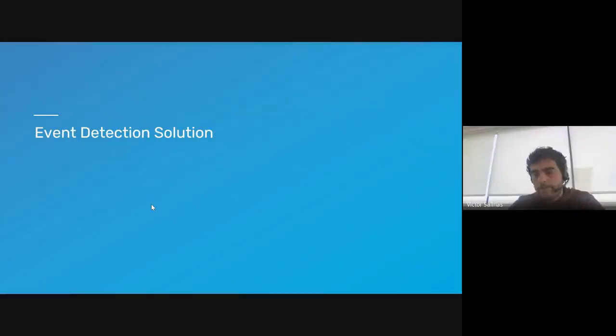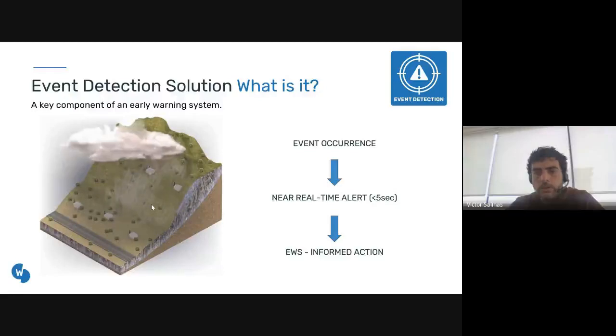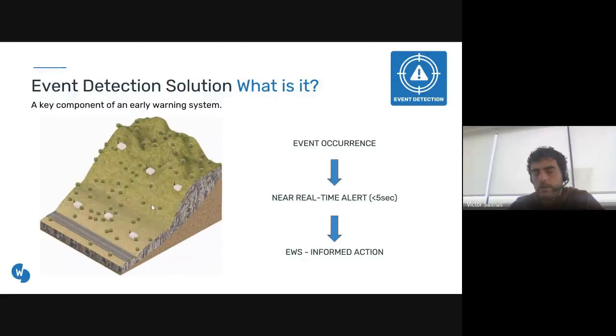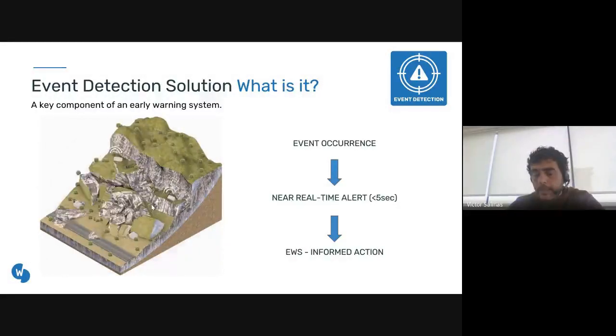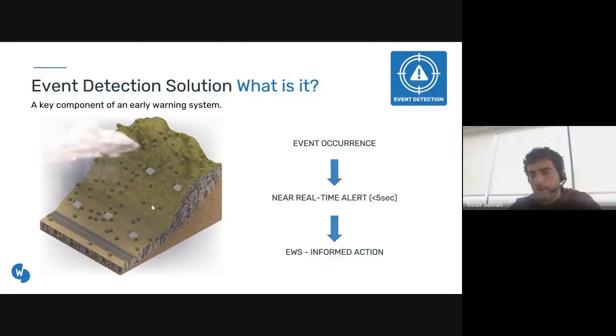And now we are showing our event detection solution. What is it? Our event detection solution is a key element in an early warning system. It can be in addition to others like cameras or other kinds of sensors that are reporting near real-time or real-time information. But in this case, this key component is based on the detection of events that are occurring in our asset.